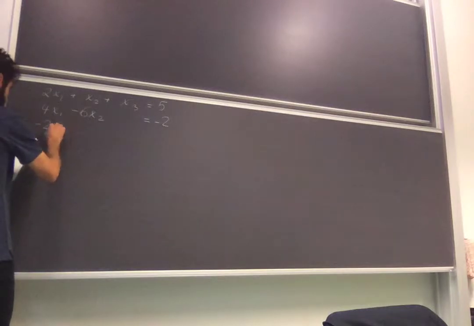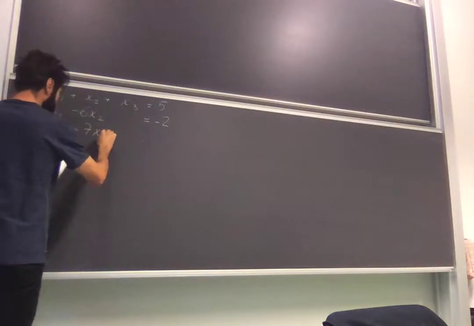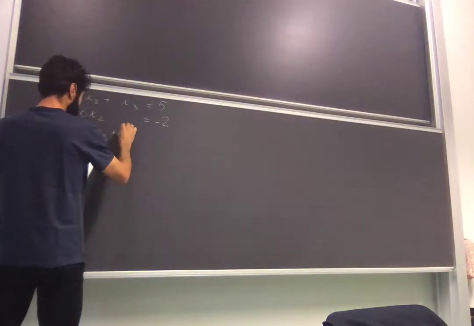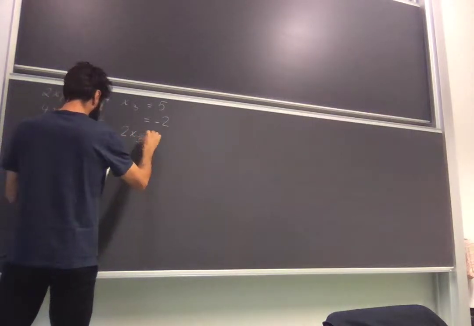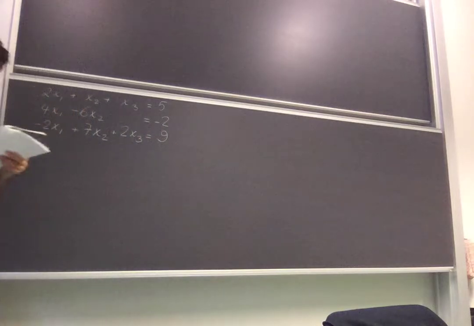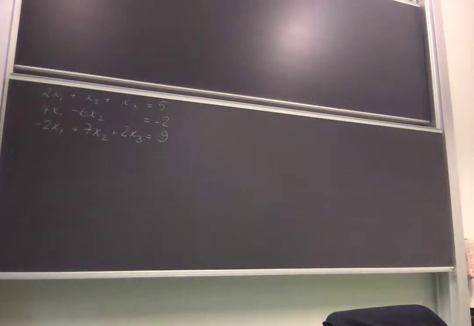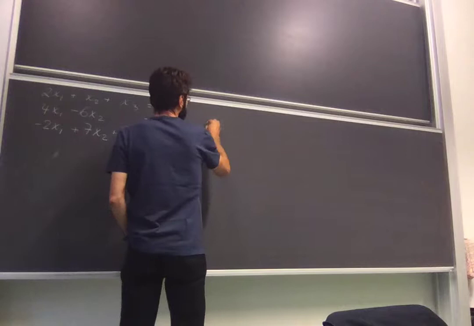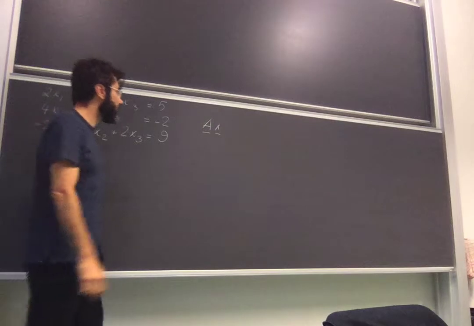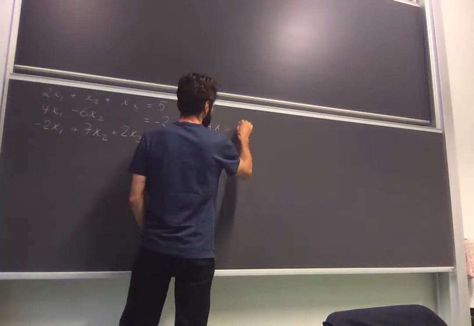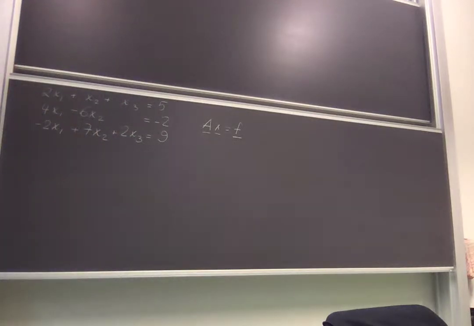Minus 2 x1 plus 7 x2 plus 2 x3 equals 9. Okay, so if you want, this can be summarized in the following form. In a very concentrated way, you can write this as the matrix A times the column X equals column F. Okay, I'm going to use F for the right hand side.